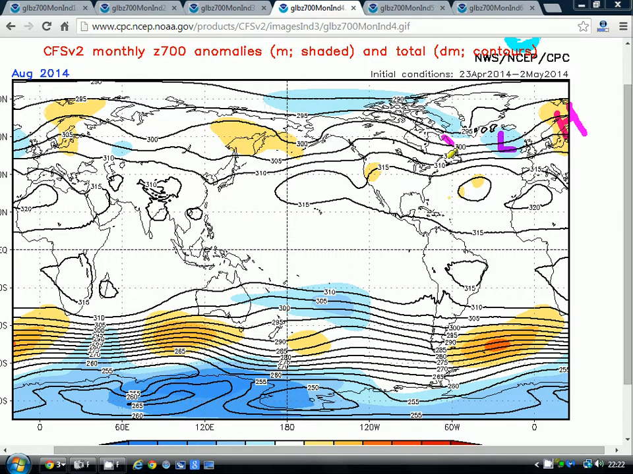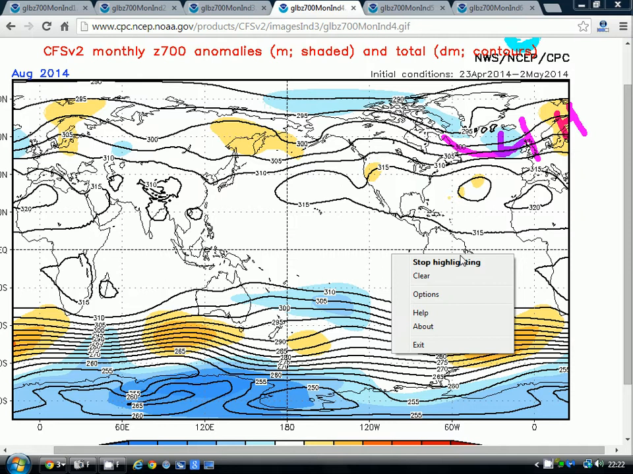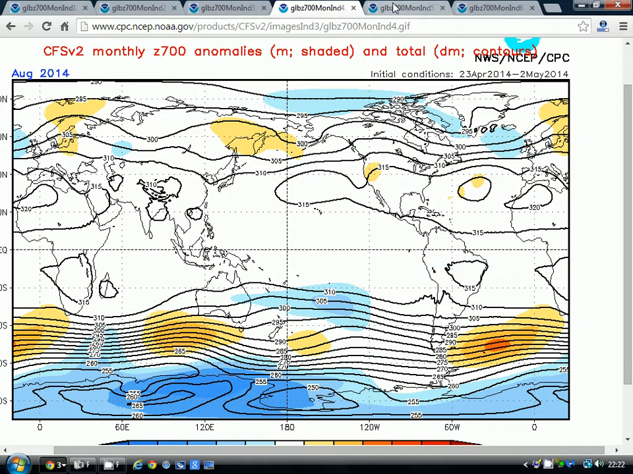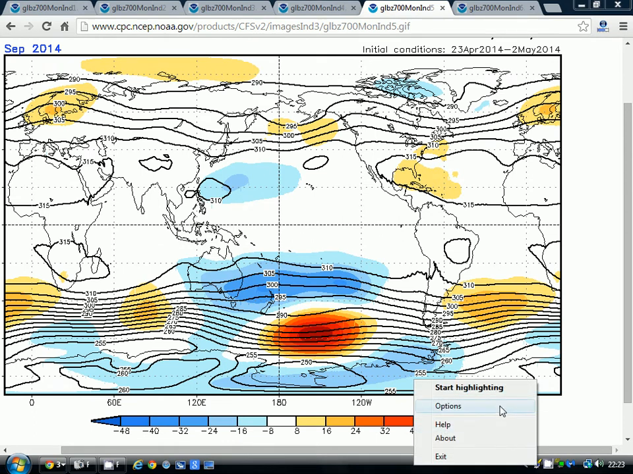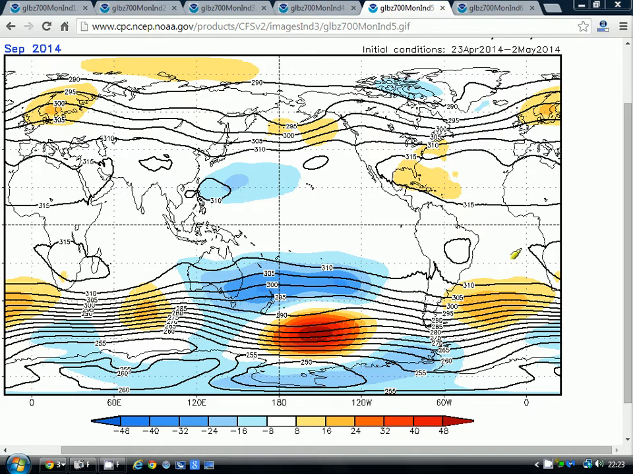So again, the jet stream is running right through the country around that low pressure, around the trough in the Atlantic. So that is a cooler, more unsettled signal for August. Again, have a look at temperature and precipitation charts in a moment. As we go through to September, we find that the ridge comes back to the northeast of the country.